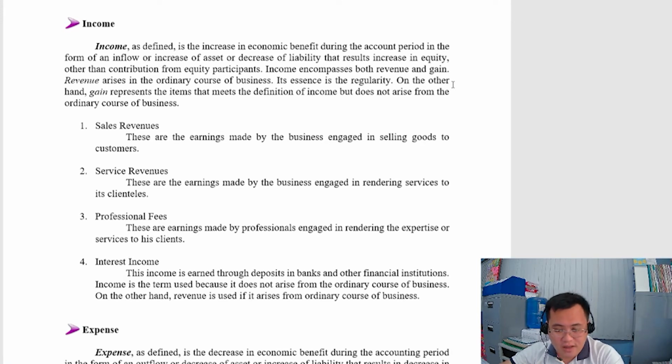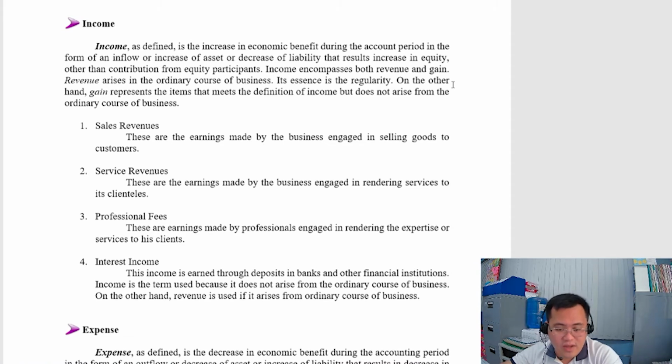Now we also have professional fees. These are earnings made by professionals engaged in rendering their expertise, like CPAs or engineers or lawyers. So these are actually termed as professional fees. Interest income, this income is earned through deposits in banks and other financial institutions. Income is a term used because it does not arise from the ordinary course of business.